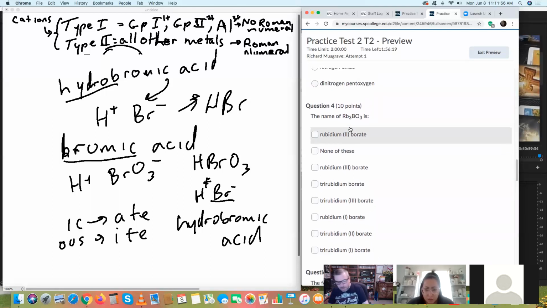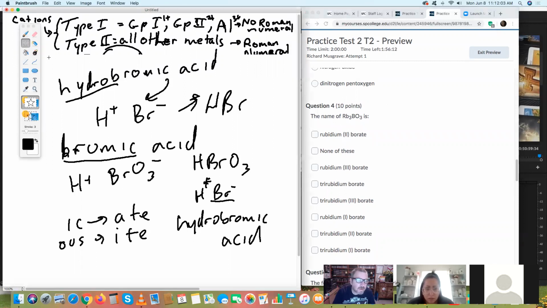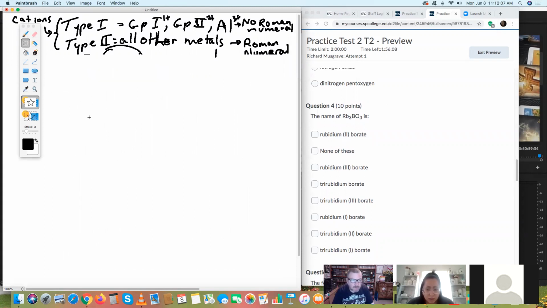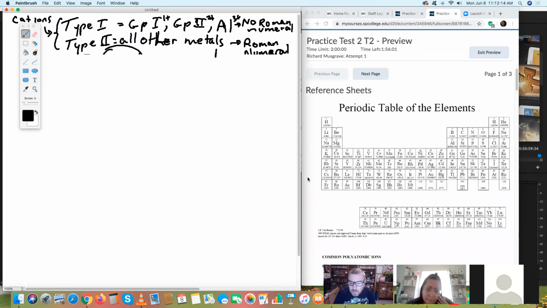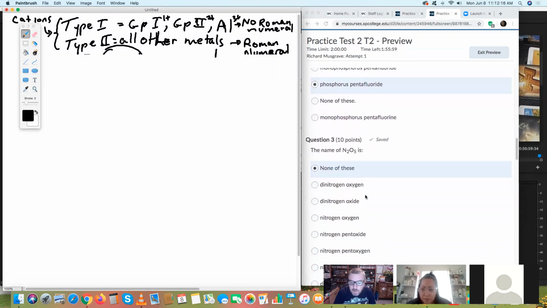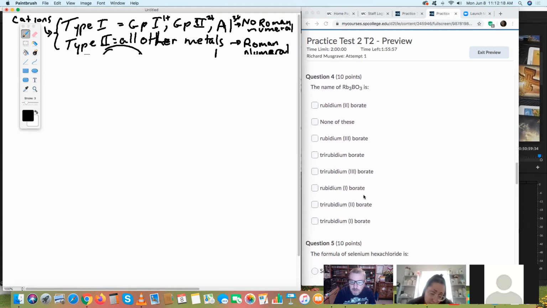So Rb is a metal and it's got a +1 charge, but because it's type 1, you'll notice I've been really tricky here. You just need to put the name. Yeah, we're looking for the name. But here's the thought process: you look at it and you say, Rb is in group 1. So we know the charge is already 1+, which means the name doesn't need a Roman numeral.